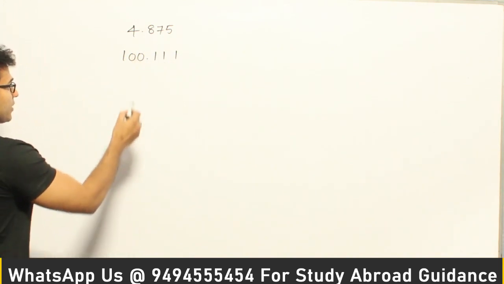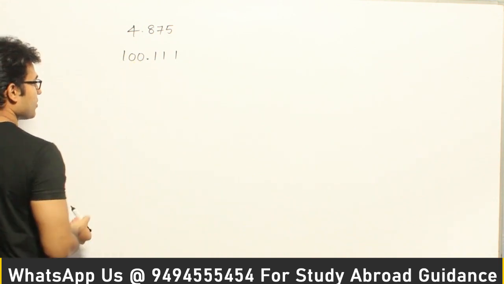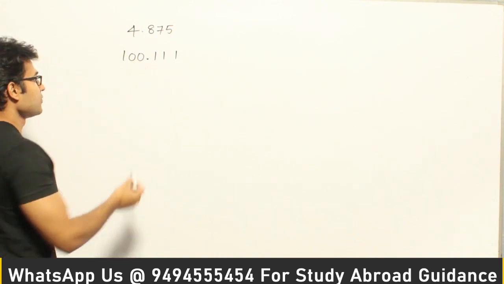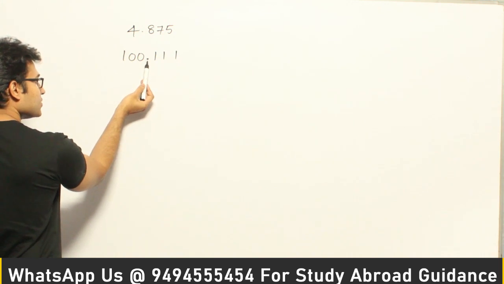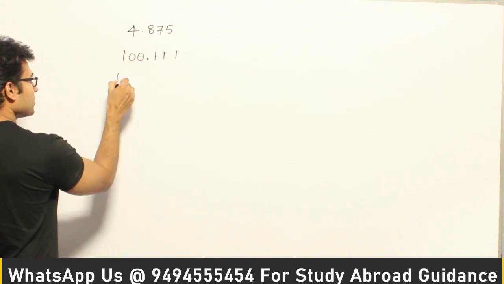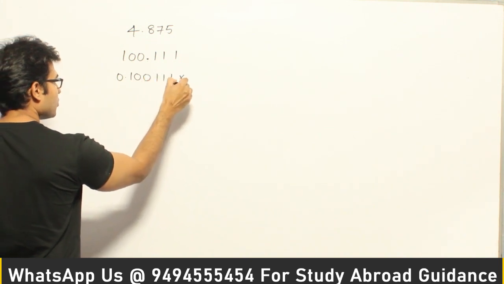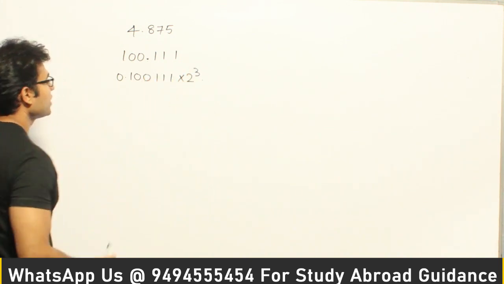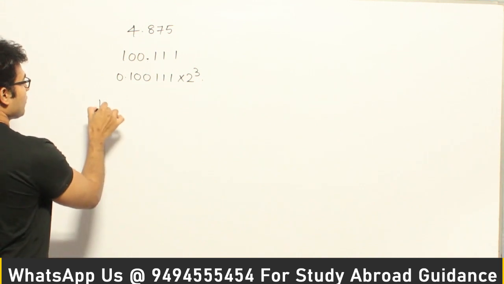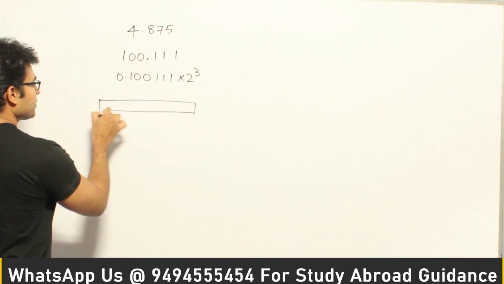Right? Now if I try to represent this in explicit normalization, I am supposed to write it this way. So I have to move this radix point 3 places to the left, which means 0.100111 times 2 power 3. Right? So assume that we have the representation this way.